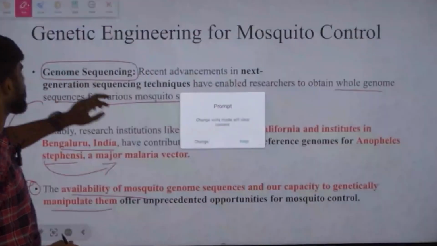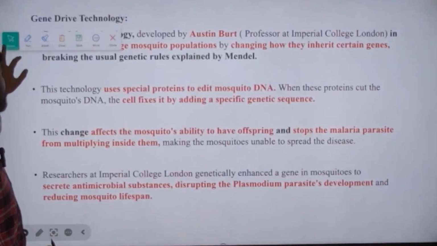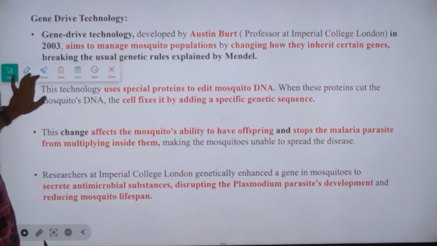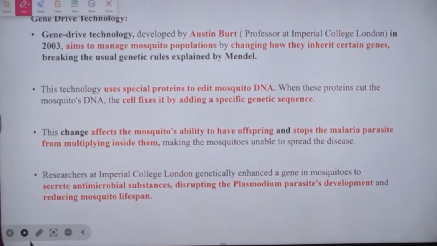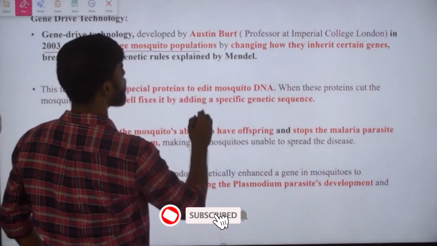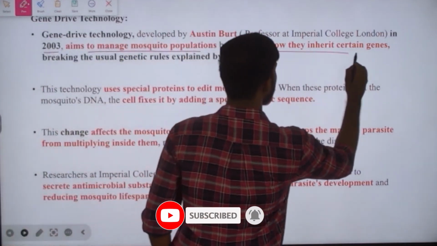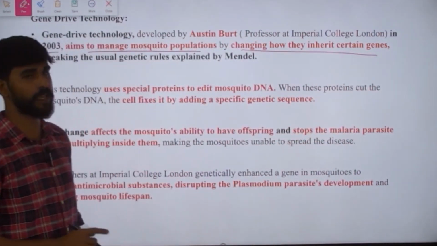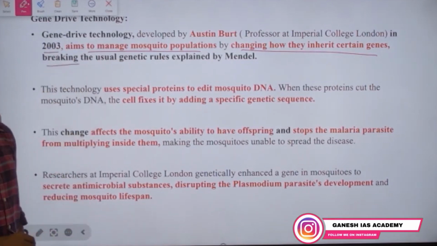And what is the method that they are going to use? The method is gene drive technology. Okay, so what is this gene drive technology? It was developed by Austin Burt in the year 2003, and it aims to manage mosquito populations. How? By changing how they inherit certain genes. Okay, this is important, and it breaks the usual genetic rules explained by Mendel.